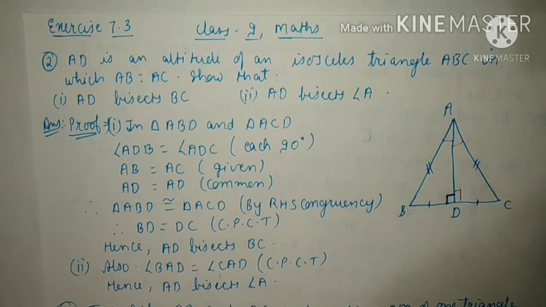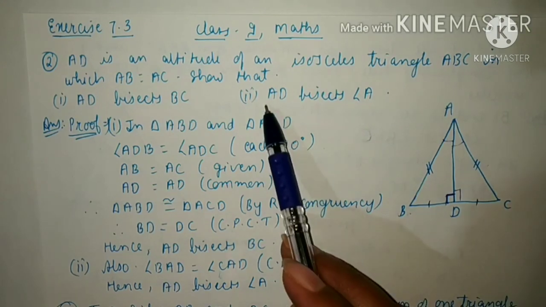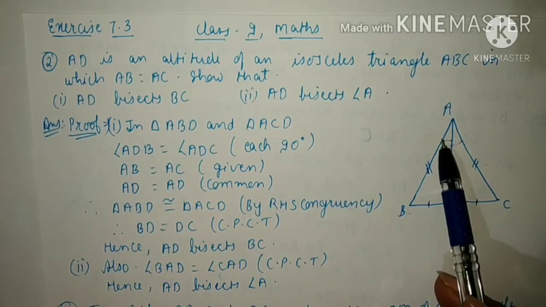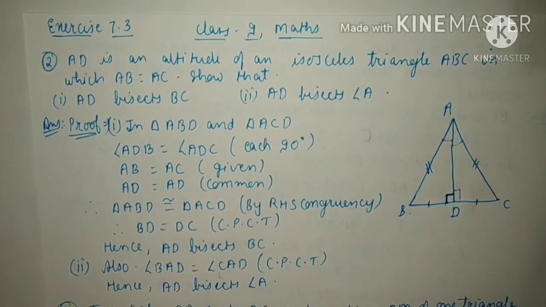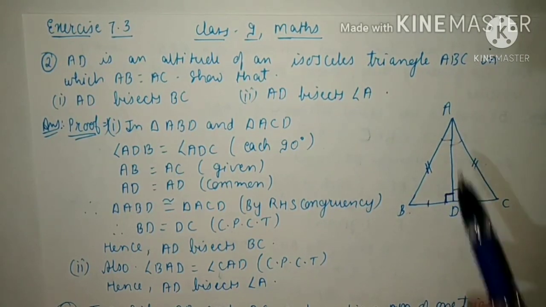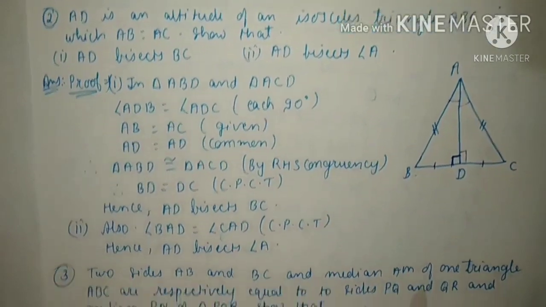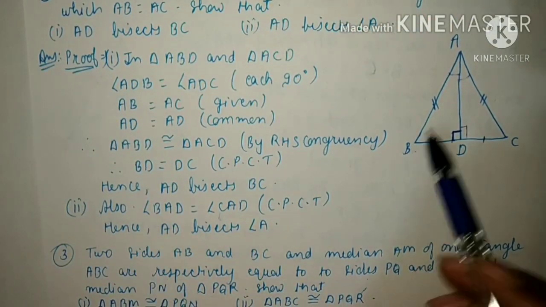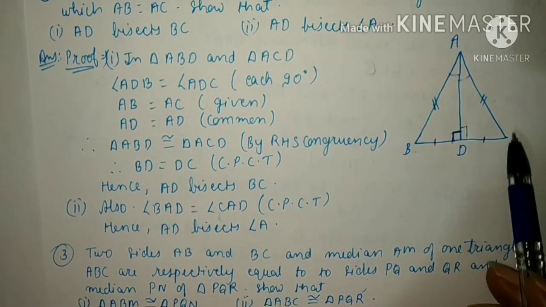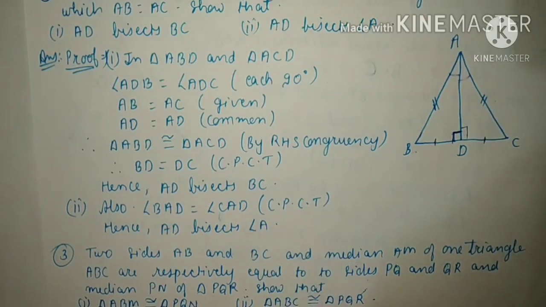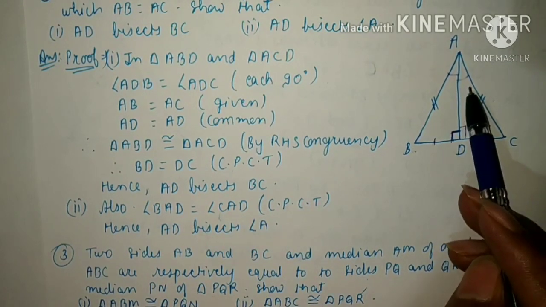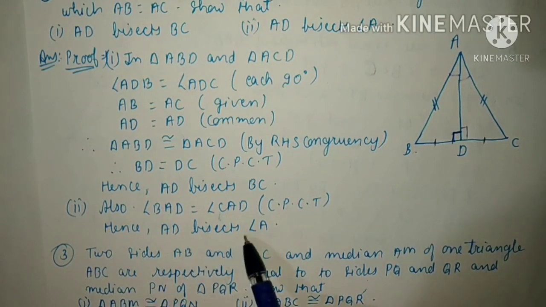Now see the second part. The second part is we have to prove AD bisects angle A. That means we have to prove this angle equal to this angle. Now if these two triangles are congruent, then these two angles will be equal by CPCT. So we can directly write angle BAD is equal to angle CAD by CPCT. Now if these two angles are equal, that means AD bisects angle A. So we can write, hence AD bisects angle A. So this is the answer to your second question.